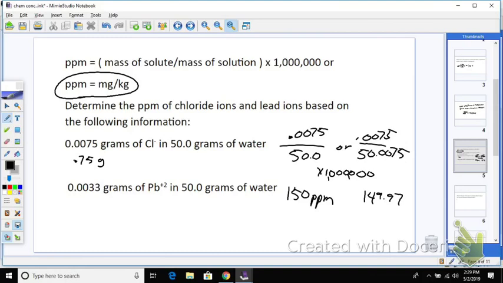So on this one, what did you get? 60? Like 65. What'd you get? I got 65.995, so 66 parts per million. Everybody get that? Okay, good.